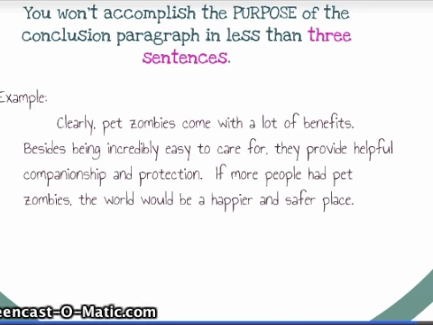Clearly, pet zombies come with a lot of benefits. Besides being incredibly easy to care for, they provide helpful companionship and protection. If more people had pet zombies, the world would be a happier and safer place. That should really help the reader understand that my essay is now over, but they can still be thinking about this possibility of pet zombies.